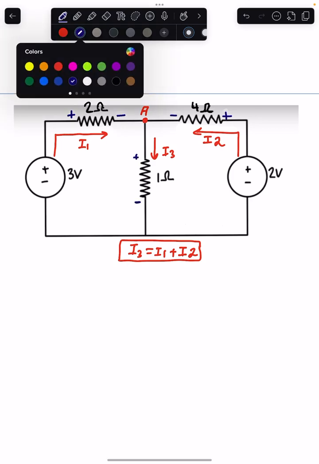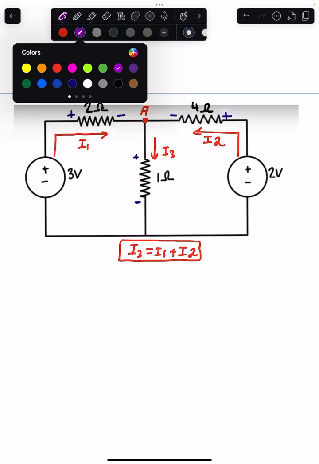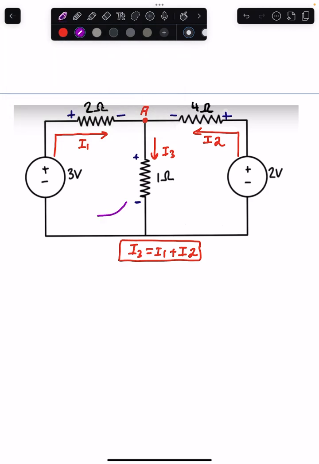Now we can apply the KVL loop. Clockwise direction, clockwise direction. This is for I1 and this is for I2.